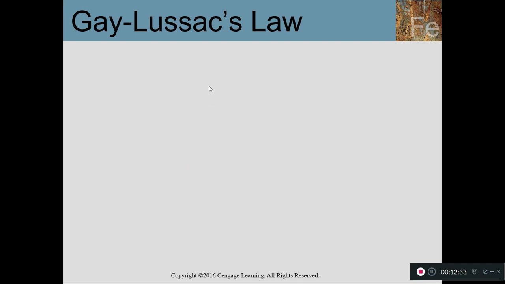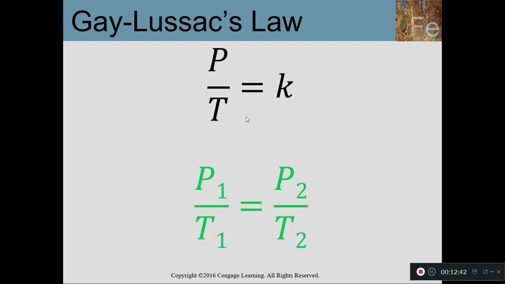This is called Gay-Lussac's law, named after Joseph Gay-Lussac. Gay-Lussac's law is pressure over temperature is a constant. It looks a lot like Charles's law, where you solve for pressure, as long as the units are the same on both sides. Like we saw with Boyle's law, we had to make sure the pressure units were the same on both sides, and temperatures must not only be the same on both sides, but also be in kelvins.